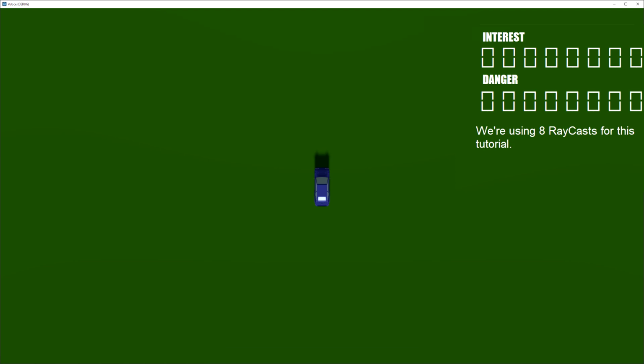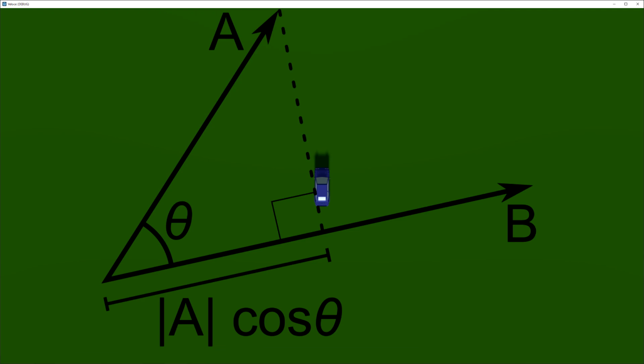Setting up the interest array is quite a simple process. We take every raycast and create a dot product between the raycast direction and the target point we want to go to, because we can think about the raycast endpoint and the target point as vectors from the car's position. But what's a dot product? A dot product takes two vectors and returns a number between minus 1 and 1.